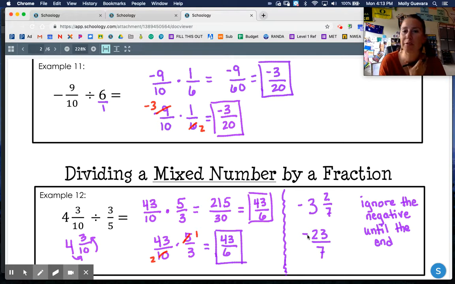Okay, so that was a quick refresher on all things with fractions, adding, subtracting, multiplying, and dividing fractions. So you will have some practice now on that.